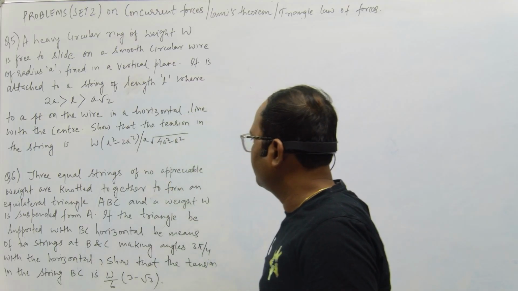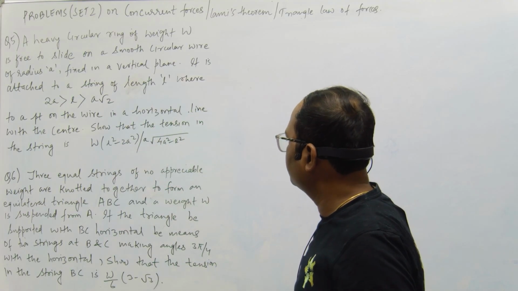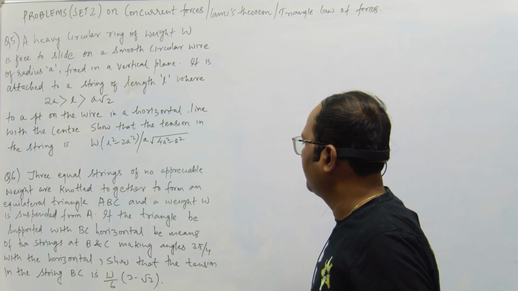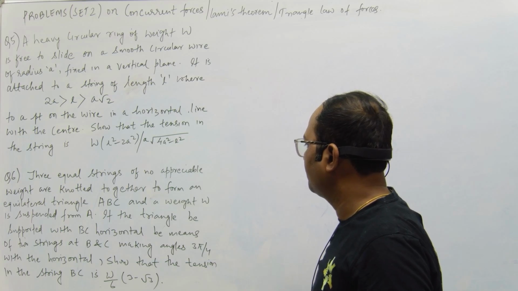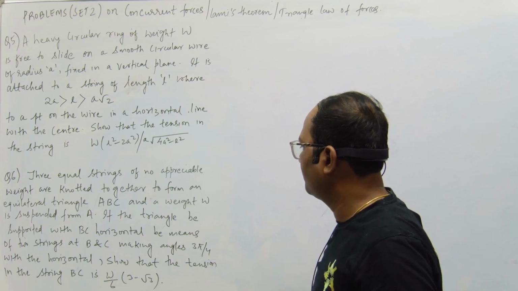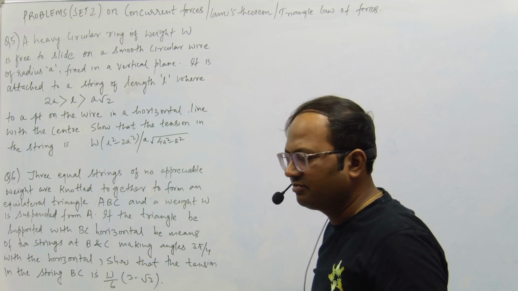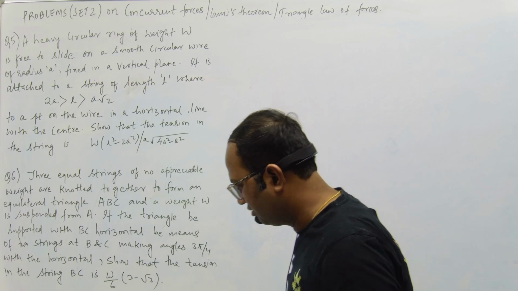Okay, so what is given in question number 6? Three equal strings of no appreciable weight are knotted together to form an equilateral triangle, and the weight W is suspended from A. If the triangle is supported with BC horizontal by means of two strings at B and C making an angle 3 pi by 4 with the horizontal, show that the tension in the string BC is given by this particular expression. So let us solve this.